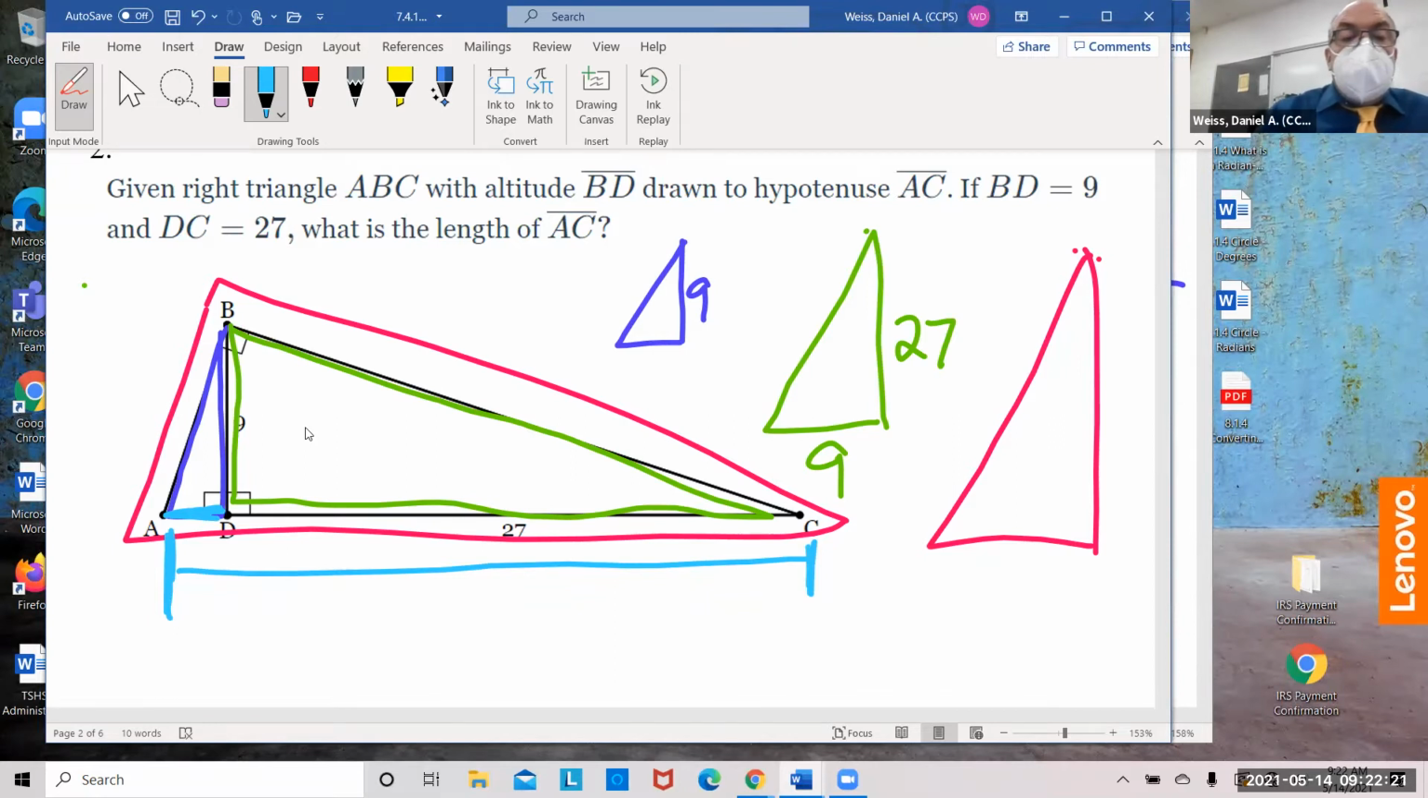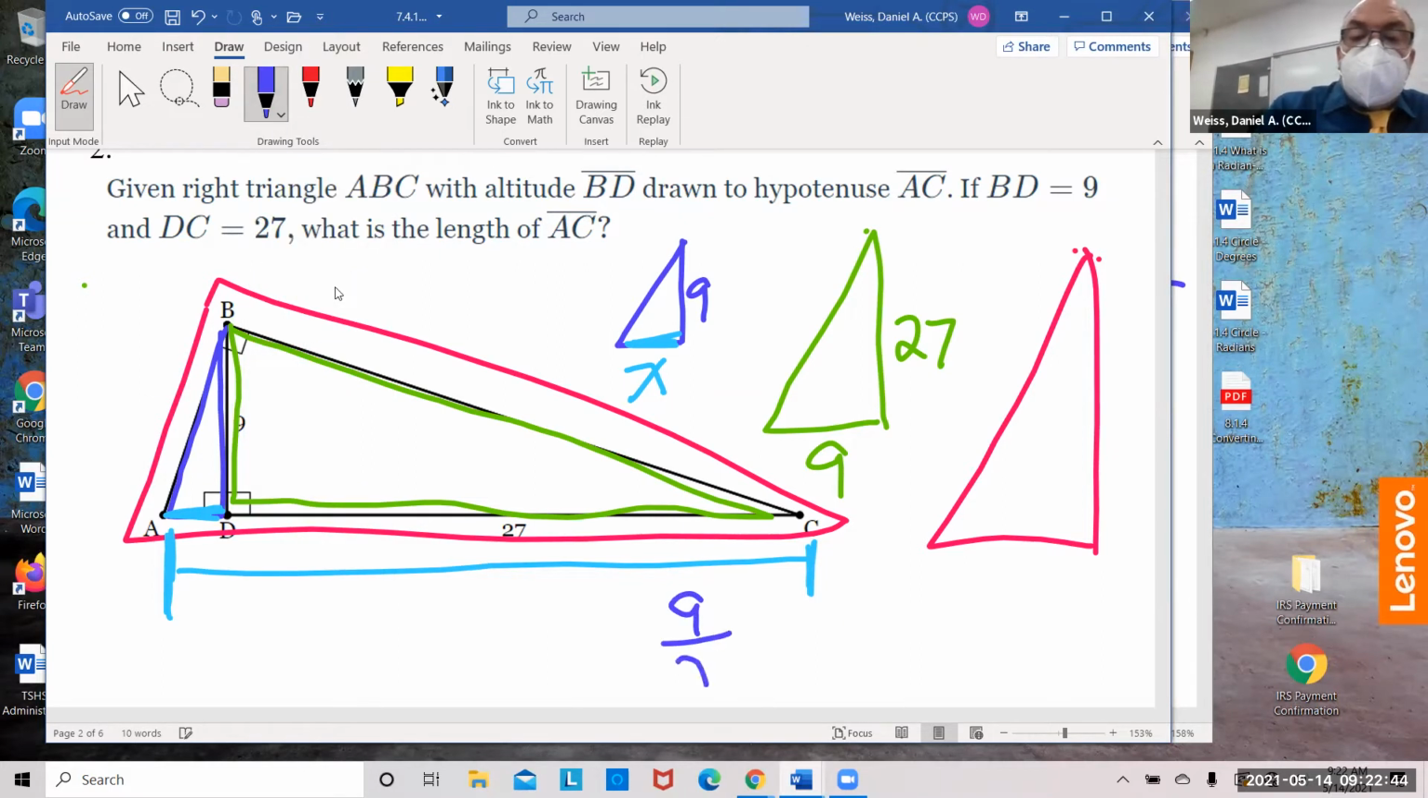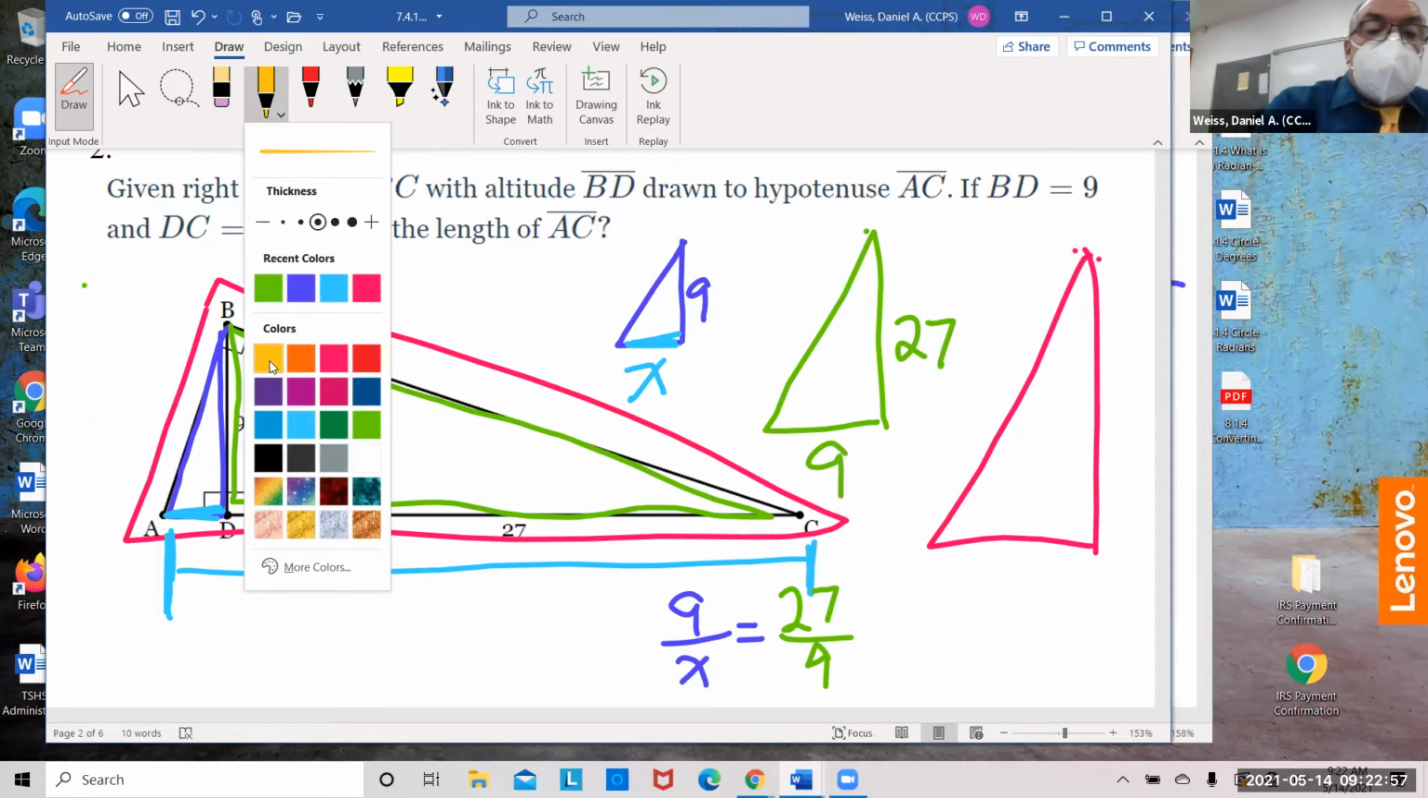All right. I need to find out what this side is right here. I'm going to call that X. Okay. So I'm going to do long leg to short leg equals long leg to short leg. Okay. And I'm going to cross multiply.